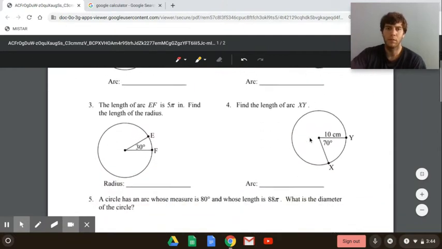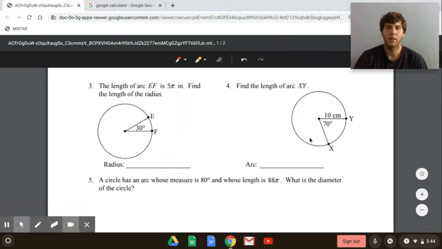Okay, 3 and 4. The length of arc EF is 5 pi. Find the length of the radius. So here is where we start getting a little bit different than the first worksheet. So we're still using the arc length formula. So we still have arc length equals the measure of the central angle divided by 360 times 2 pi r, right, times your circumference.